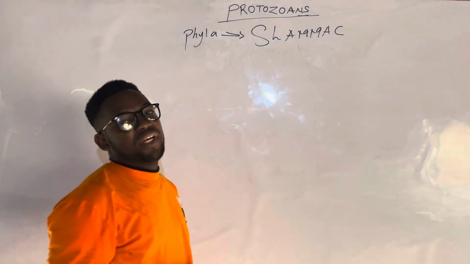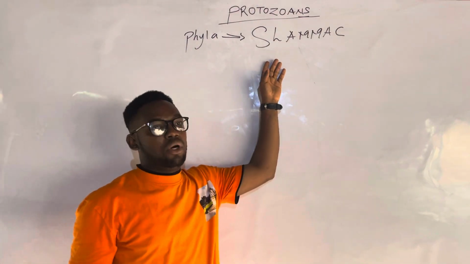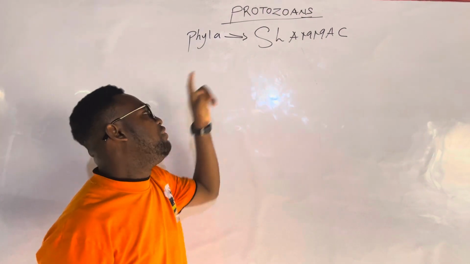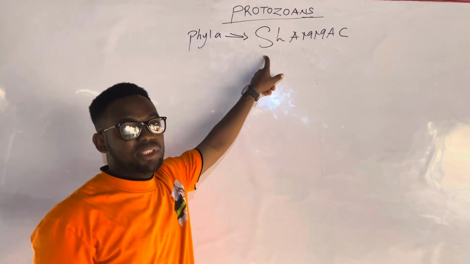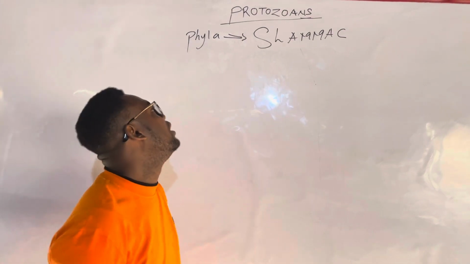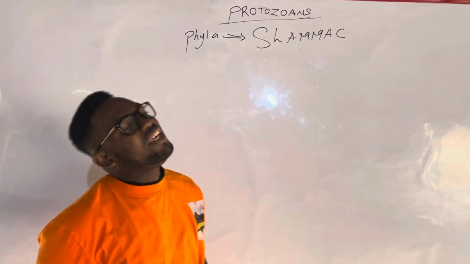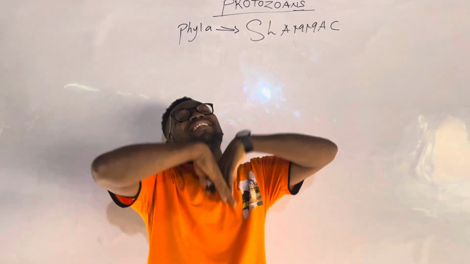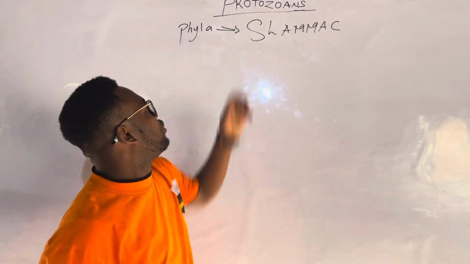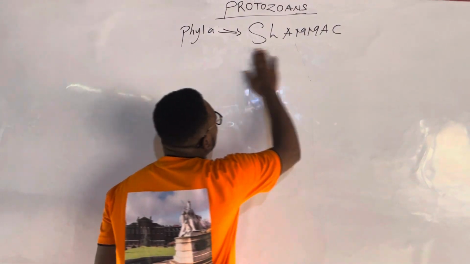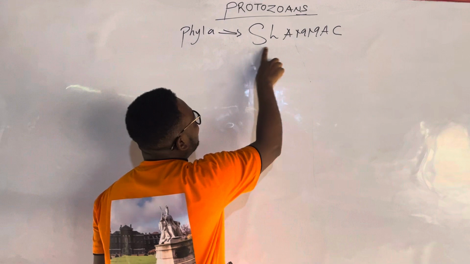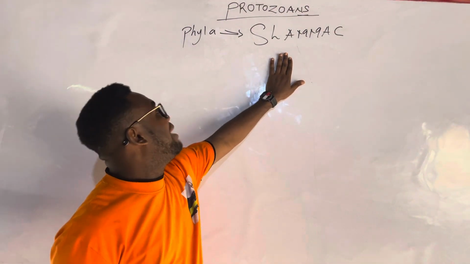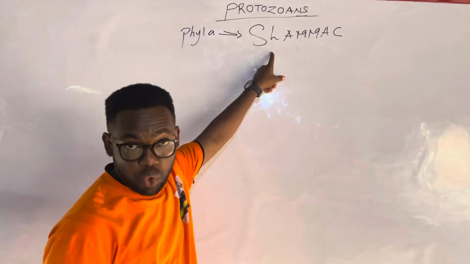Please, if you have not watched the first video on protozoans, do well to do so because that lays a foundation on what we want to discuss now. If you leave the first video to watch the second one now, you may not understand what we are discussing. In the first video, I gave the general characteristics of the kingdom protozoans. Now in this second video, I'll continue from where I stopped, and I gave Slammer to be the acronym for you to remember the 7 phyla of protozoans.